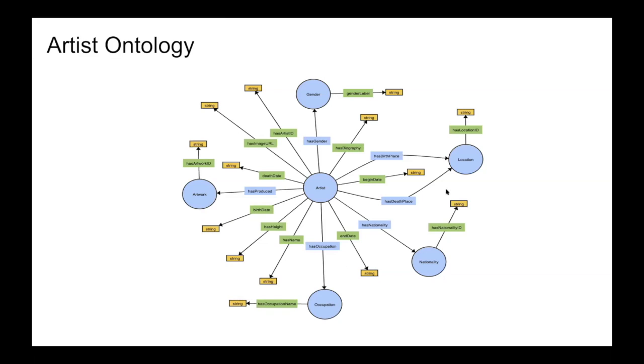is linked by has nationality, location is linked by two object properties, birthplace and death place, and gender is linked by has gender. Apart from that, there are a couple of data properties of artist, like artist ID, image URL, biography, begin date of the artist, end date of the artist, name of the artist, height, and birth date, and if there exists a death date. So yeah, those are the data properties. Next slide.